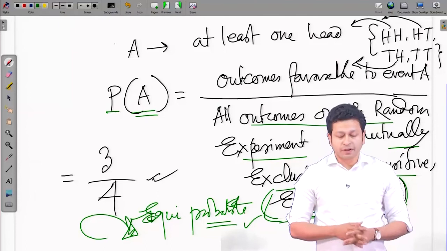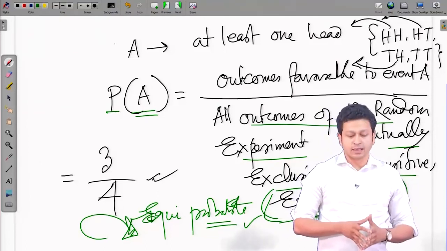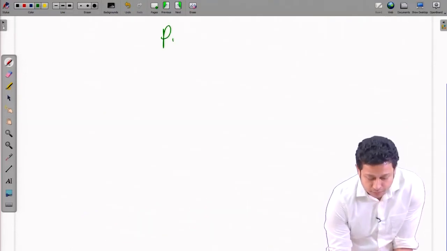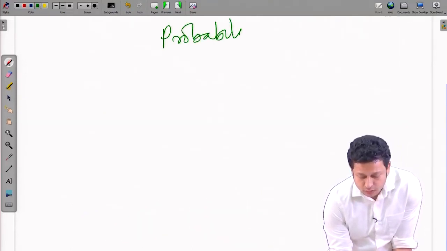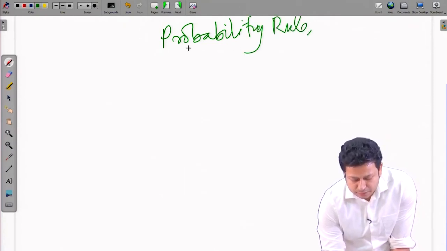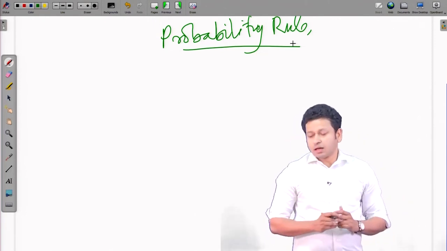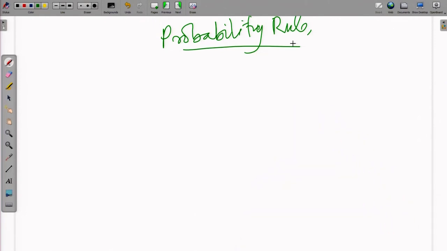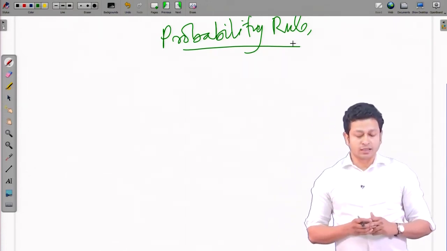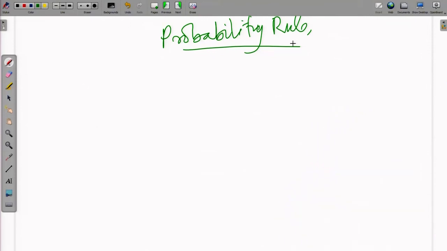Now, before I get into the frequentist approach of probability, let us actually look into some of the probability rules. By probability rules, what I mean is how, under the condition of mutual exclusiveness or under the condition of statistical independence or dependence, we can see how the probabilities of two events or more than one event are related. Okay.